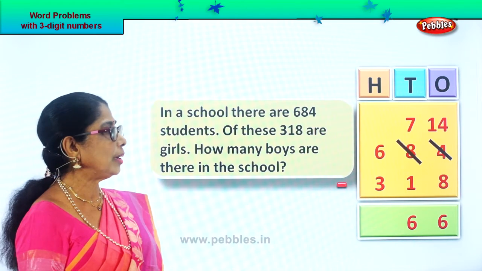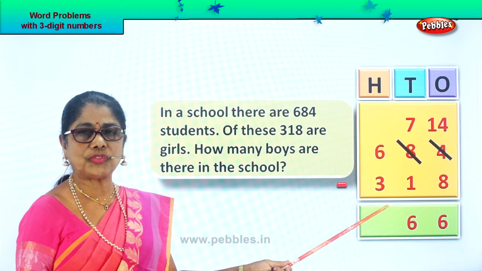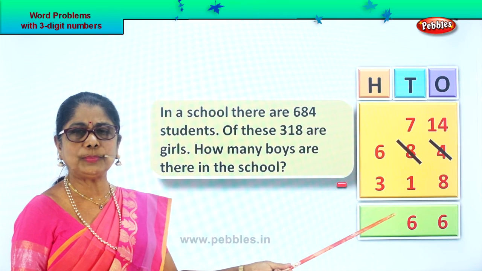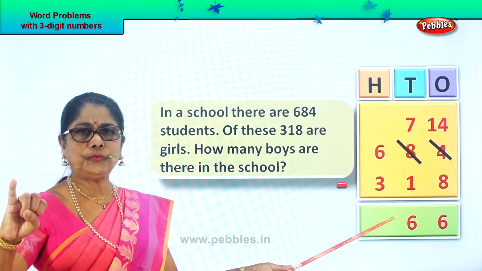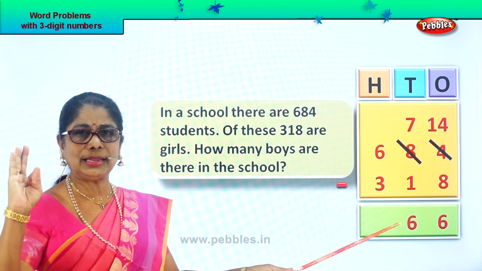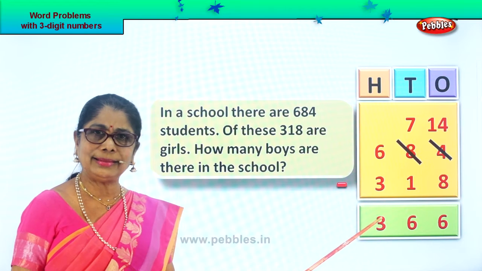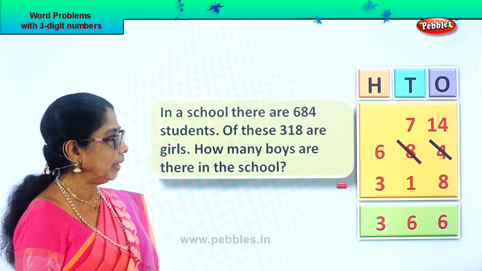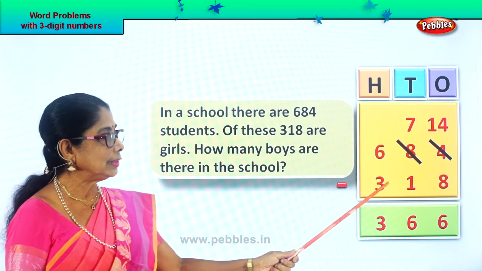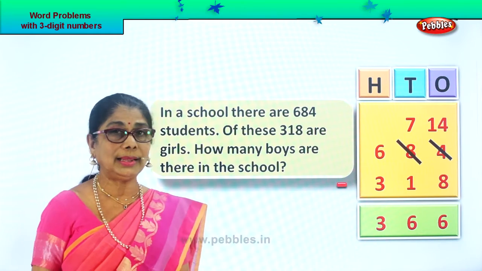In the hundreds place, you have 6 minus 3. What is 6 minus 3? After 3: 4, 5, 6. 6 minus 3 gives you 3. So we write 3 in the hundreds place. Okay? 684 minus 318 gives you 366.